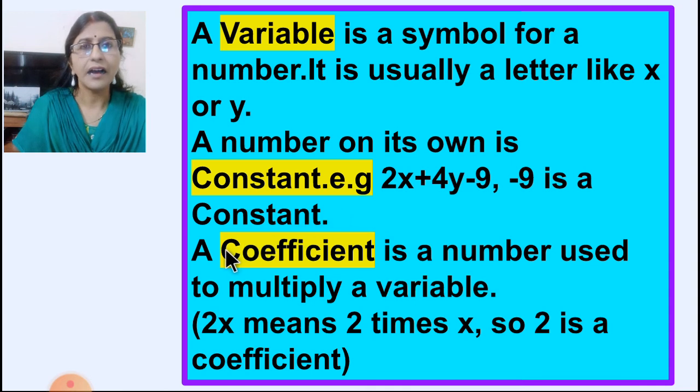Then next, a coefficient is a number used to multiply a variable. Now here you see 2x means 2 times x. So here 2 is multiplied by x, and you know x is a variable. So this 2 is called a coefficient. In the same way, here 4 is multiplied by y. So this 4 is again called a coefficient, which is multiplied by a variable. I hope you all understood this.